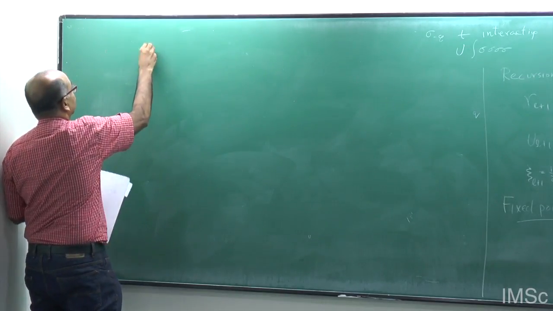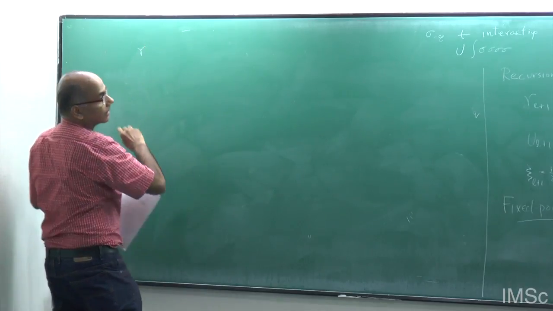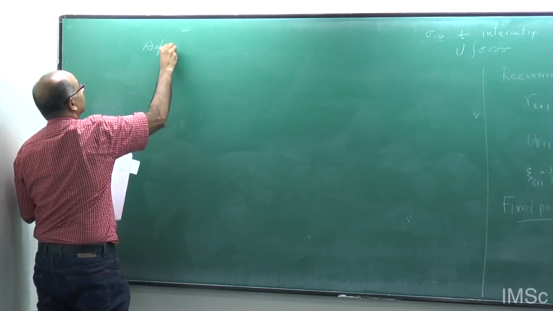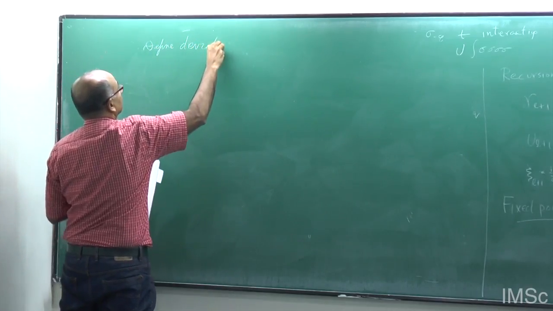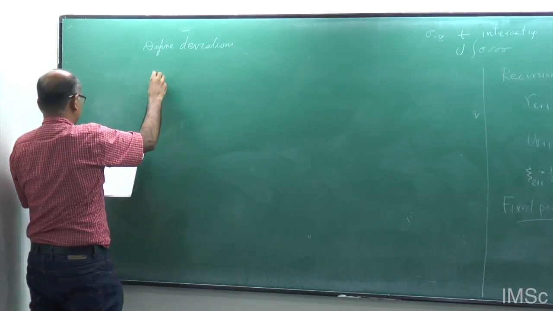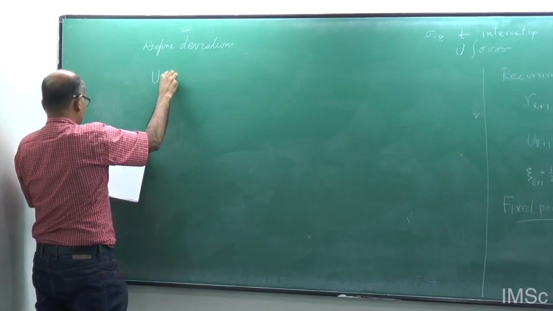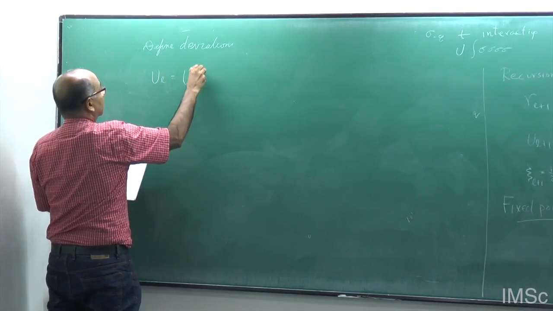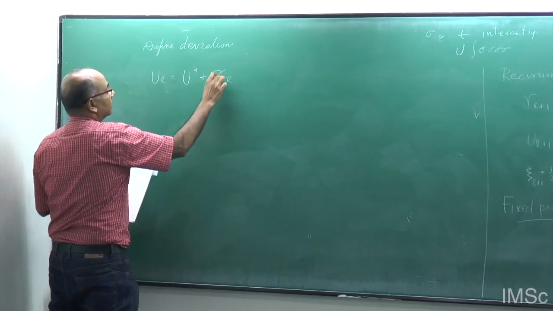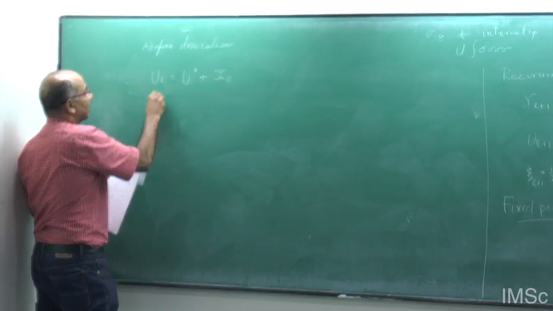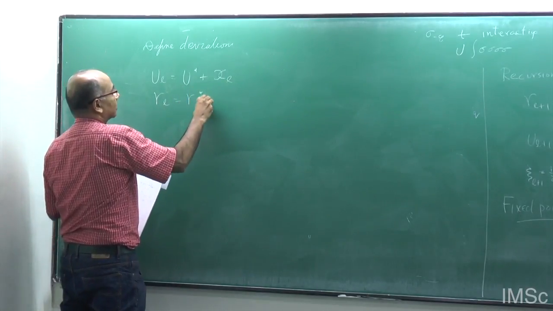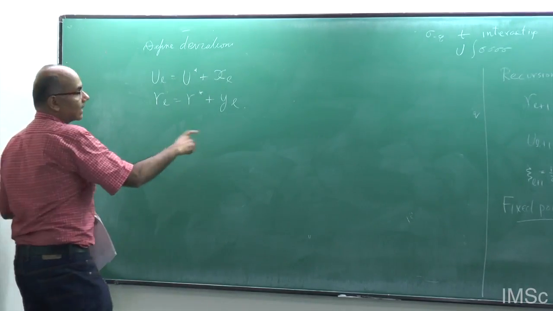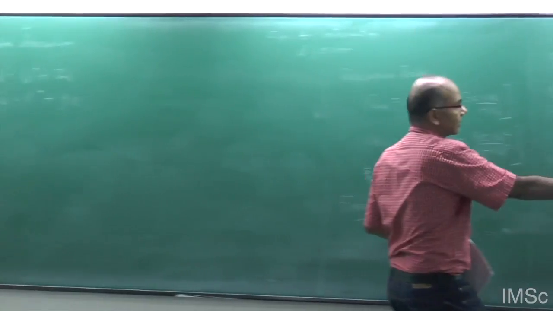So let's write down the thing again. So I have the recursion here. Let's define the deviation. Small deviation. So I'll write U_l equals U star plus X_l. So X is a small deviation from U_l, and R_l is R star plus Y_l, where R star is this value. R star and U star are these values.